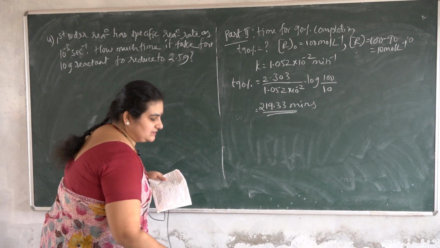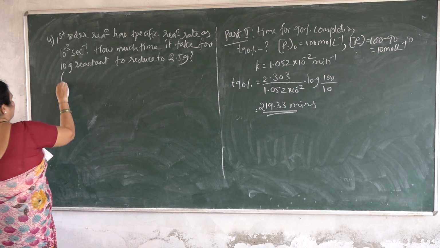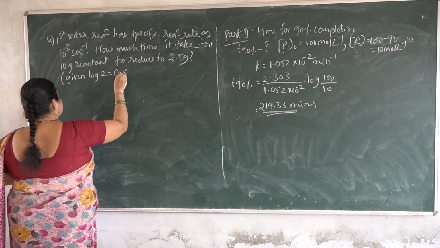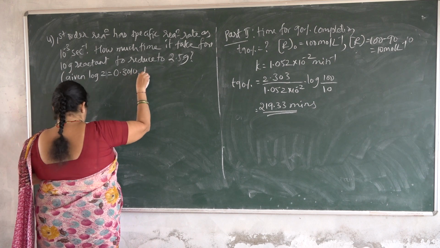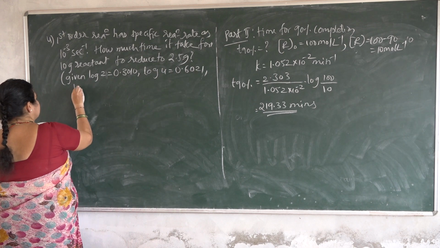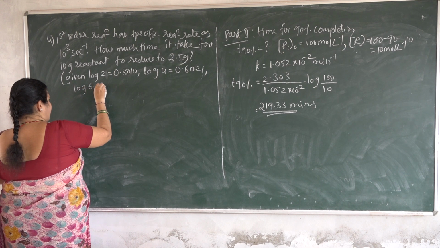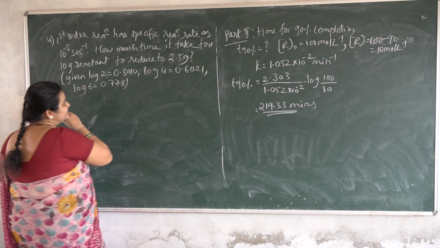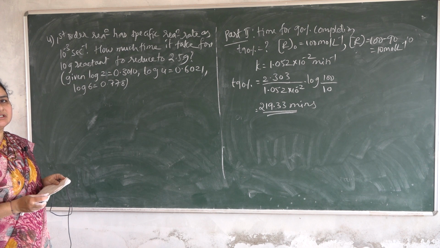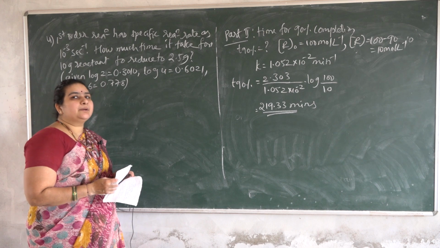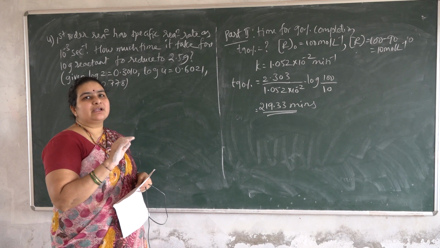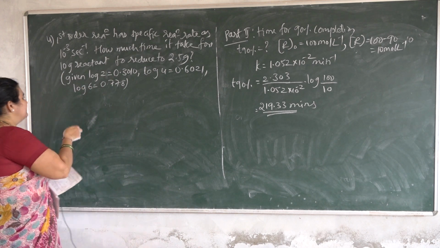So first write the given things in the question. Here in the problem it is given log 2 is equal to 0.3010, then log 4 is 0.6021, log 6 is 0.77. If this information is given in the question, fine; otherwise, if it is not given, you have to search the log table. So just remember the values of log 2, log 4, log 5 like that. They will be frequently required by you. So now, solution.